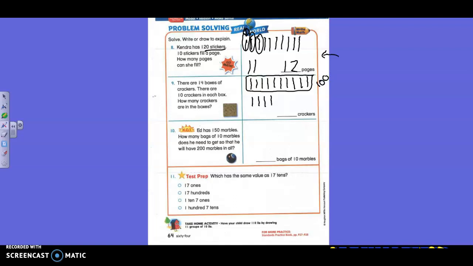So that would be 10, 20, 30, 40. So how many crackers would we have? 140. We only have 140. Not 440. That's a lot. 140. Okay.